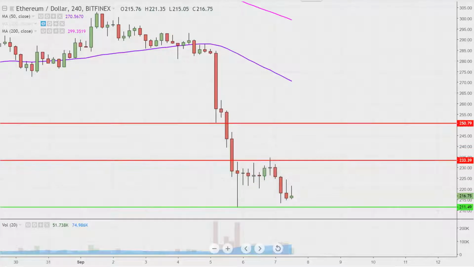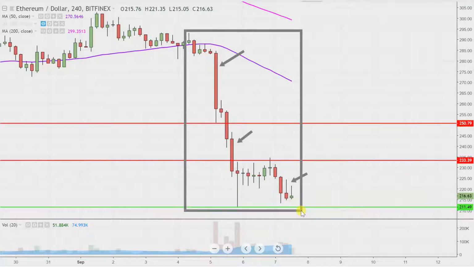Real quick, what do I mean by 4-hour in case maybe you're new to charts? Instead of each one of these candlesticks here representing 1 day's worth of price action, which is what you would normally see, each one represents 4 hours. So while this here may look like a few weeks' worth of time, it's actually just the past few days broken down into 4-hour time slices.